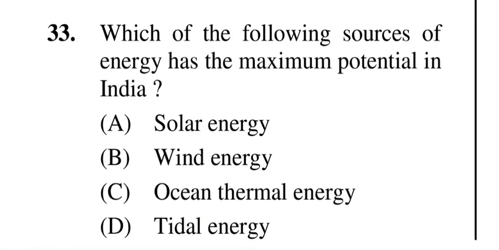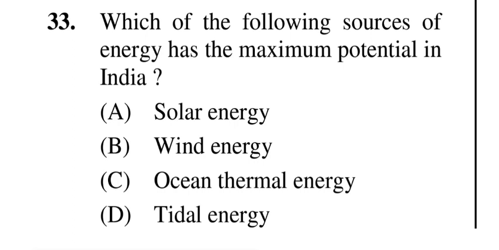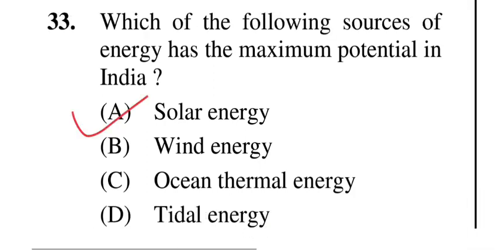33. Which of the following sources of energy has the maximum potential in India? Solar energy, wind energy, ocean thermal energy, tidal energy. Number A, solar energy, you must have heard, you must have used. This is the source of energy which has the maximum potential in India. Instead of other energy sectors, we should focus on solar energy.